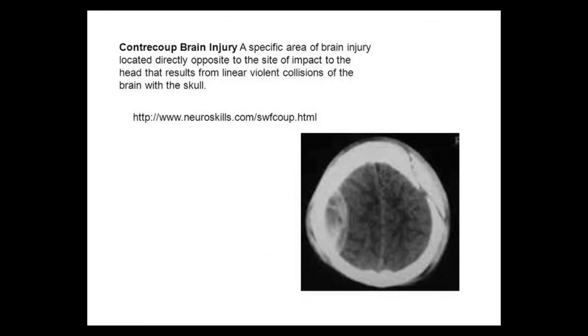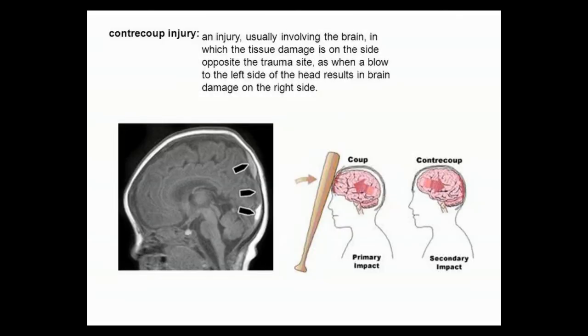This is the case of contrecoup brain injury, a specific area of brain injury located directly opposite to the site of impact to the head that results from linear violent collision of the brain with the skull. Here an injury usually involves the brain in which the tissue damage is on the side opposite the trauma site, as when a blow to the left side of the head results in brain damage on the right side.